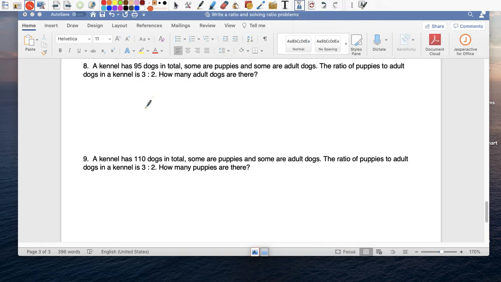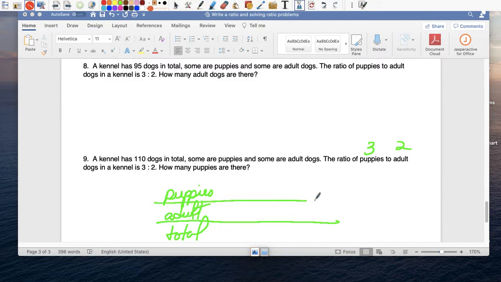Last question. A kennel has 110 dogs. Some are puppies and some adults. The ratio of puppies to adults is 3 to 2. How many puppies are there? Okay, so almost the same question. So again, puppies the ratio is 3 to 2. So we're gonna basically do the same thing again. So puppies, adult, total. How many puppies do we have? 3. How many adults? 2. What's the total? 5.